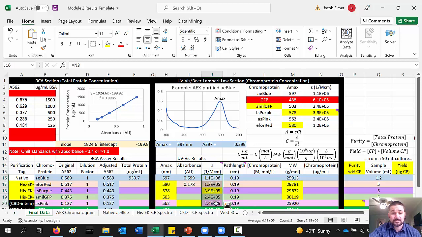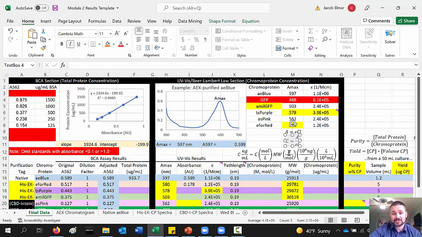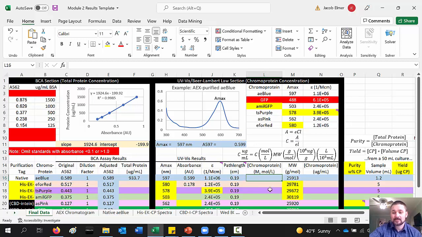Okay? So if A equals ECl, we can solve for C, the concentration of our target protein, as A over EL. Now we know A, E, and L. So I can just say the concentration of chromoprotein here, C, is equal to A, that cell, over E and L. So there you go. That's telling you that we have, what is that, 2 times 10 to the negative 6 molar, which would be 2 micromolar of our chromoprotein.